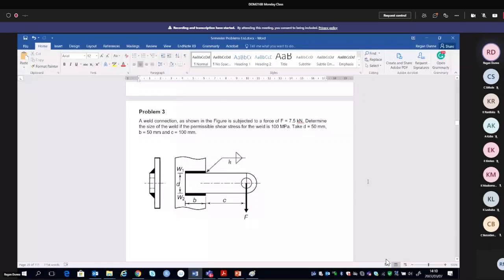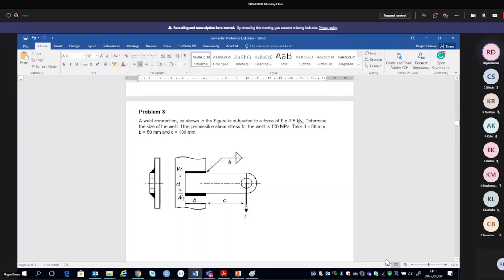Hi, this is a solution to problem 3, chapter 9, lecture 1. The problem states a weld connection is shown in the figure subject to a force of F equals 7.5 kilonewtons. Determine the size of the weld if the permissible shear stress for the weld is 100 MPa. Take D as 50 millimeters, so that's the depth, B is 50, and C as 100. W1 is referring to weld 1, W2 is referring to weld 2, and we have a weld on both sides as indicated by the symbol.